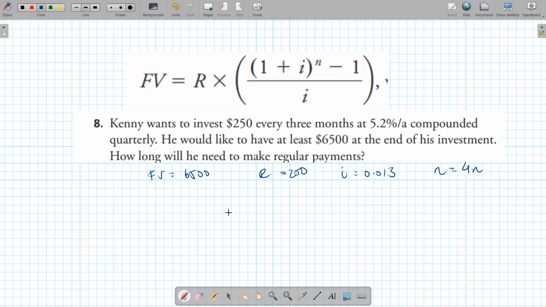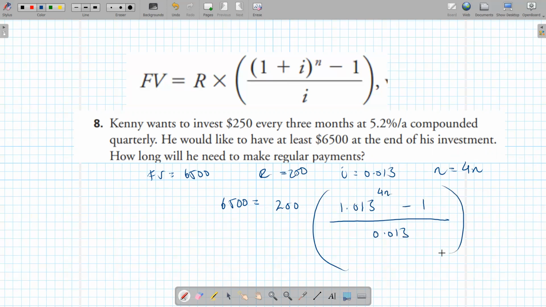So now let's set this up, and you're going to have to use your algebraic skills here to solve this. And again, you can always add them up to make our lives easier: 1 plus I, to the power of 4n, minus 1, all over I, which was 0.013, like that. All right, now n is missing.